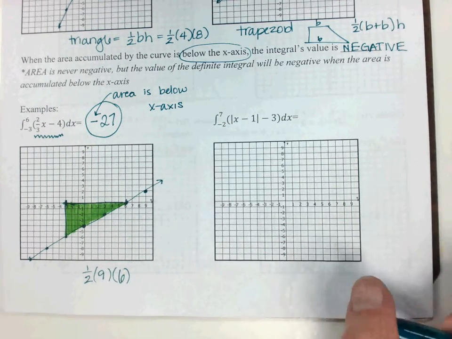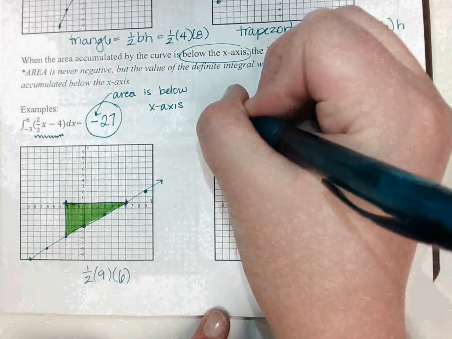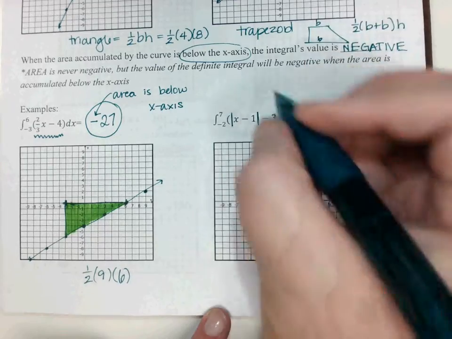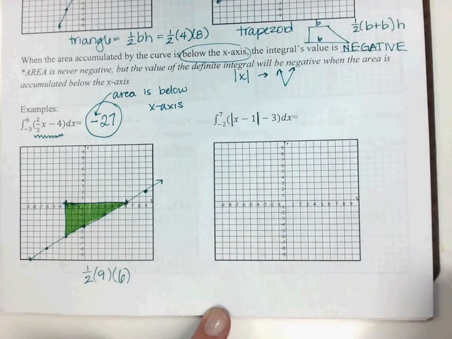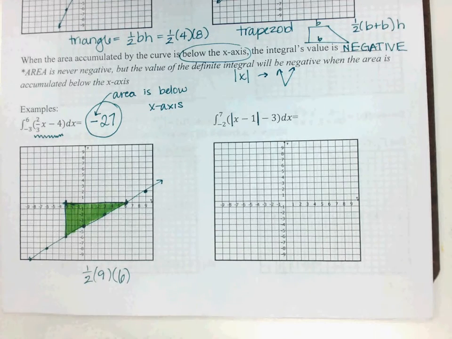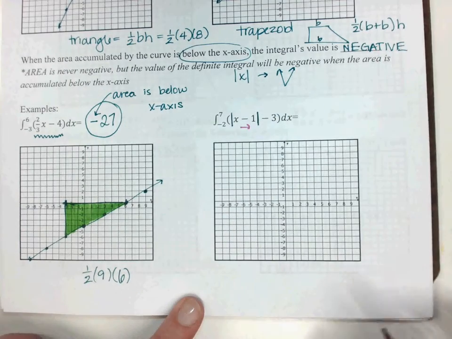Okay, one more like that. I see absolute value bars. What shape is an absolute value? Okay, that's going to be a V graph. Okay, so which way are we going to shift it? I see a -1 in the bars. Which way are we going? Got 'em. To the right.